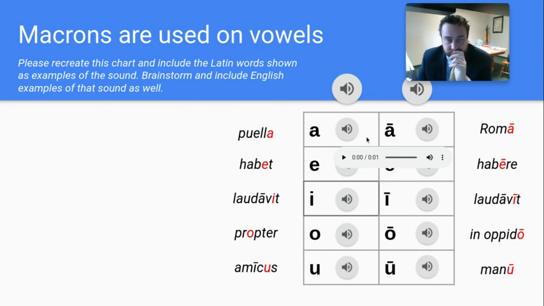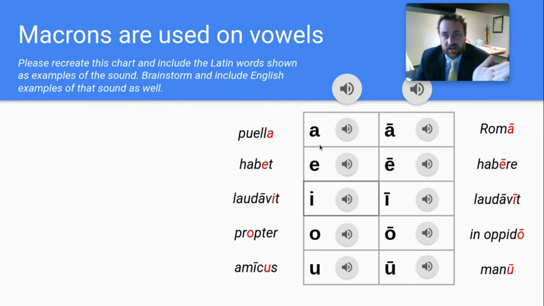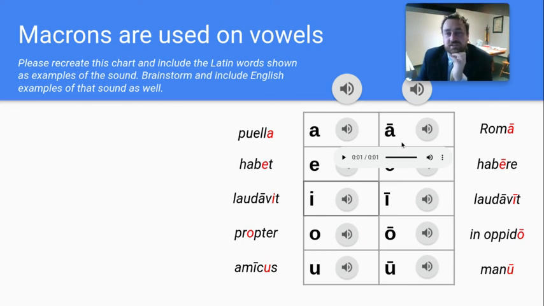Starting with A. Okay, so an A without a macron. Puella. That's the difference that we're dealing with the letter A. They're not terribly different from each other, only with the length of time that you say it. Although some of the other letters, they'll actually sound a little different, more than just the length being different. So let's go to E now.